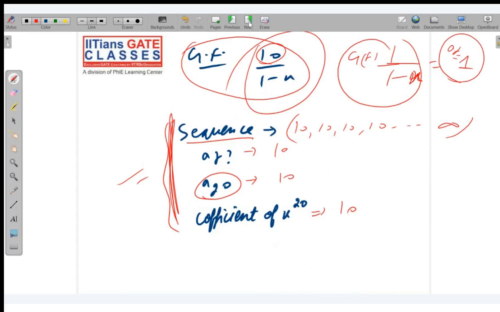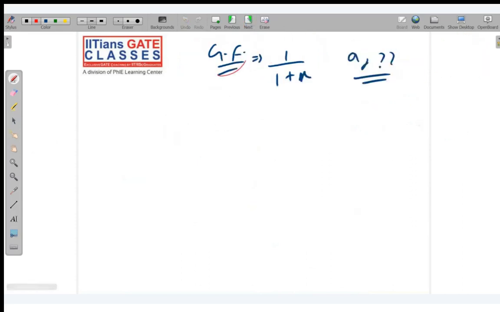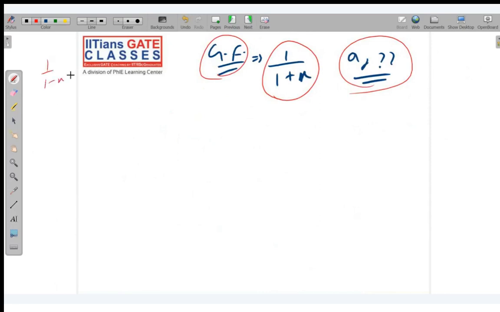Okay, next is generating function is 1 upon 1 plus x. What is the numeric function? So now we will have to solve this. I have told you 1 upon 1 minus x, then our numeric function was 1. But now minus x is changed to plus x. So what should we do now? How do we approach such a question? Let me develop the basic idea.